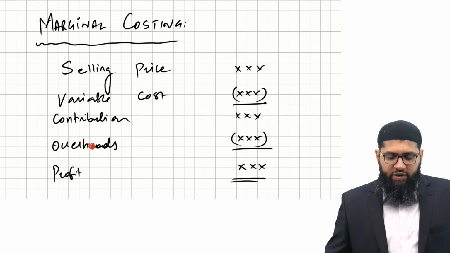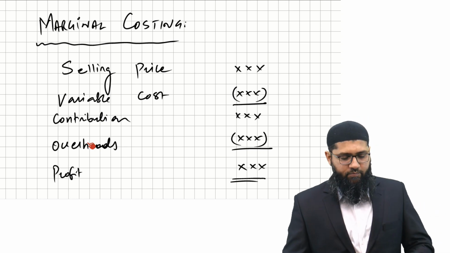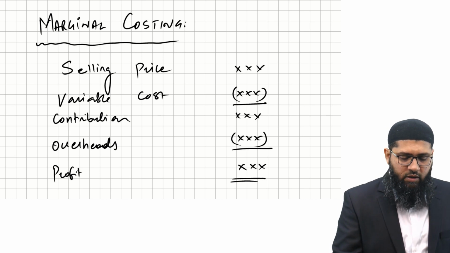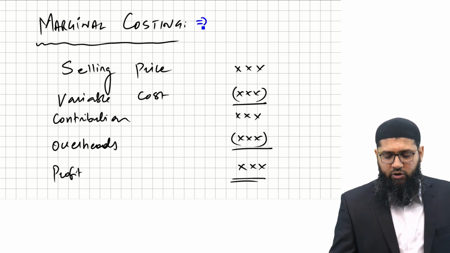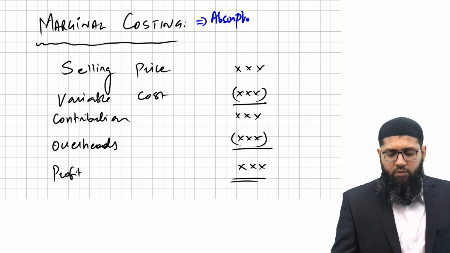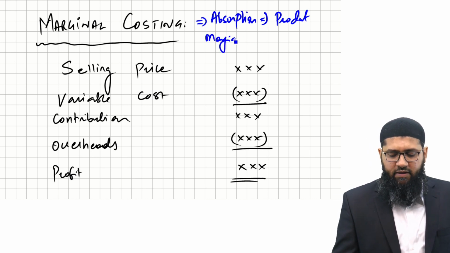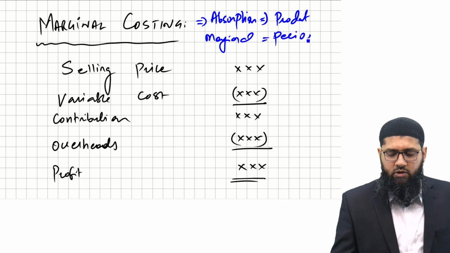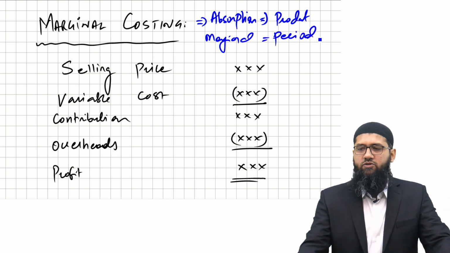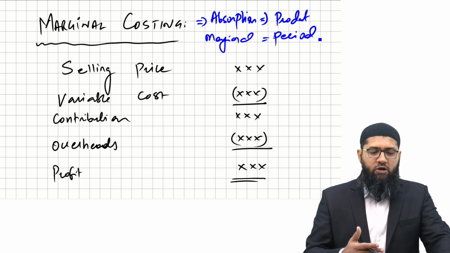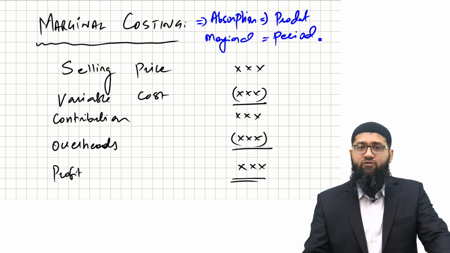Now there is this last important technique, which is marginal costing. What exactly is marginal costing all about? If I recall, when we talk about absorption costing, the overheads are treated as product cost. Under marginal costing, the overheads are treated as period cost. That's where the difference is between absorption and marginal costing.